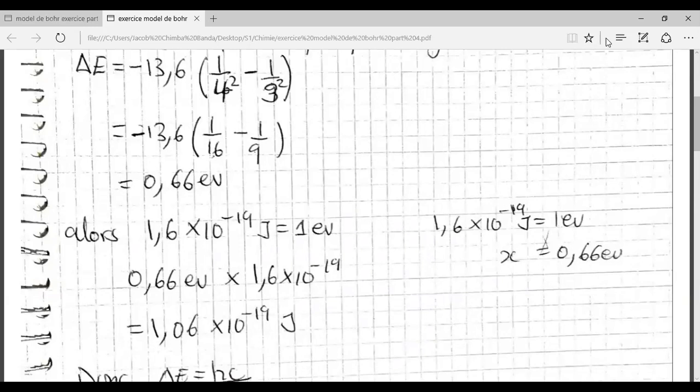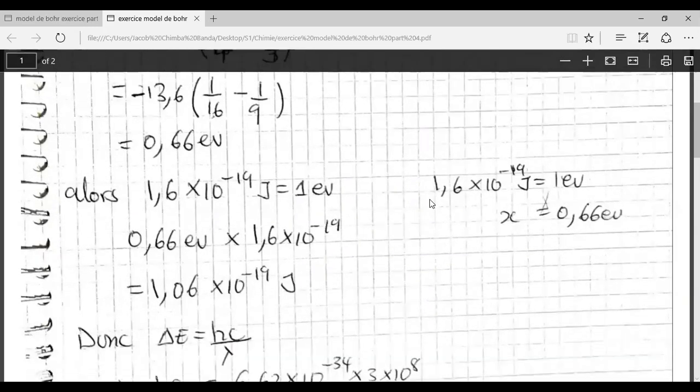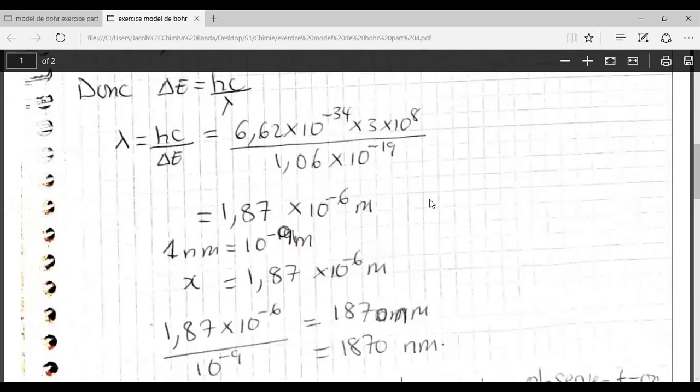I don't know if it's clear. Unfortunately, we don't have enough time left. I don't know if it's clear.